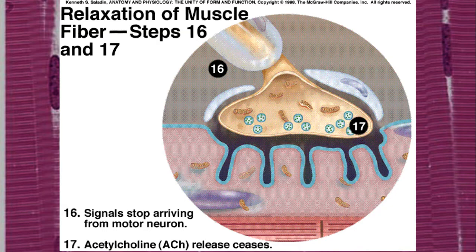So in order to get that signal to turn off, there's a couple steps that need to take place. So, relaxation of a muscle fiber. Step 16, signals will stop arriving from the motor neuron. So your brain is no longer telling that muscle to contract, okay? If your brain stops sending signals, the voltage gated calcium channels here on this axon terminus won't open. You won't get calcium in here. You won't release acetylcholine. Okay, so you're going to stop the release of acetylcholine. So that's number 17. Okay?